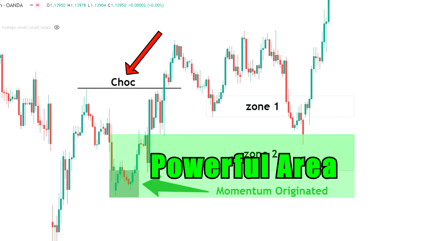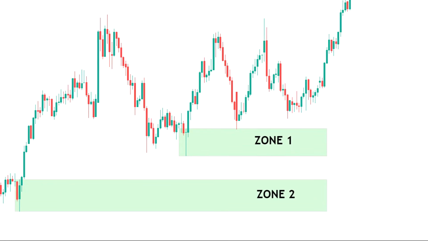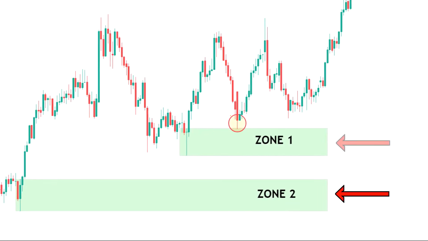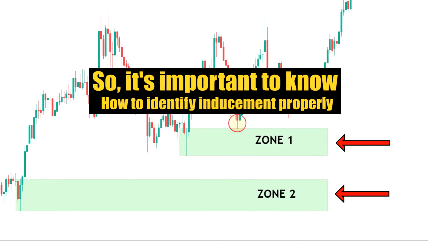This type of demand zone typically indicates where large-scale buyers previously entered the market at what they considered a favorable price, pushing price upward and breaking previous highs. Because of that, this zone carries more weight and becomes a more strategic entry point compared to the first one. Sometimes the market won't reach the lower zone and may instead react from the higher one, Zone 1. So it's important to know how to identify inducement properly.